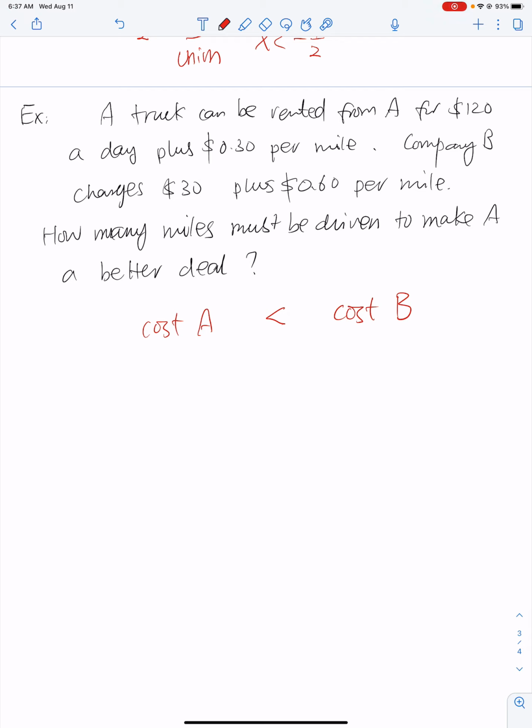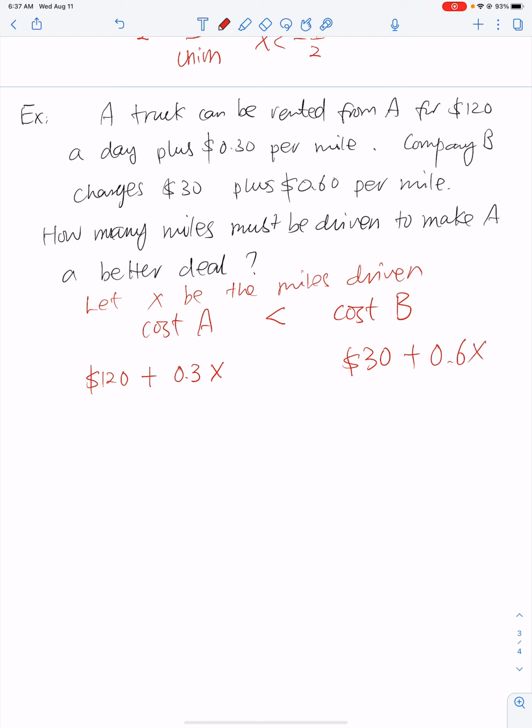So what will be the cost of the A? It will be your deposit 120 plus 0.30 per mile. How many miles do you have? So of course we let x be the miles driven. Yeah, so 0.3x. What will be the cost of B? So it's $30 plus 0.6x. So you wanted an inequality.